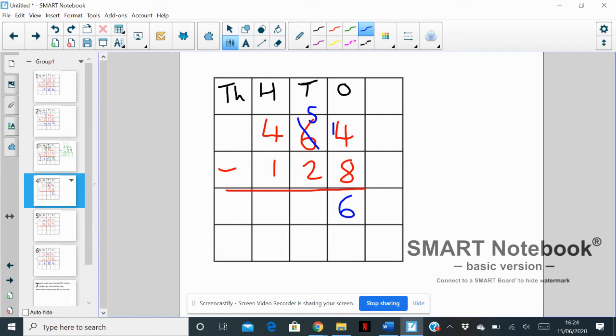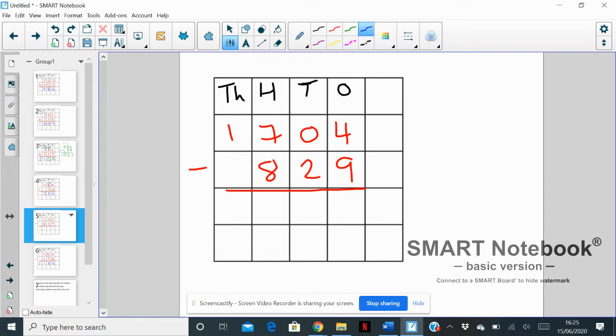Now I can look in my tens column. 5 tens take away 2 tens. That gives me 3 tens. And in my hundreds column, 4 hundreds take away 100 gives me 300. So my answer is 336.